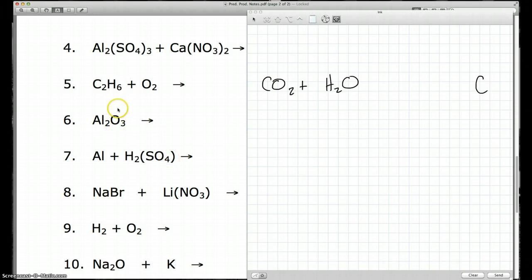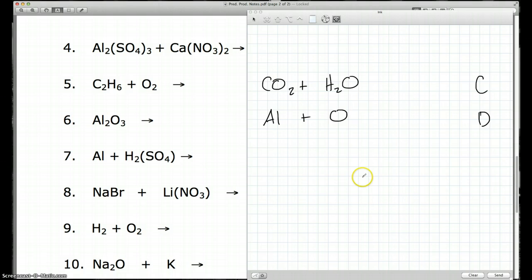The next one here, if I look at number 6, the only thing I have here is a compound. There's nobody else here. So think of it as a couple dancing. If nobody else is there, either they can dance together or they can split up. And that's what they do. This is a decomposition. So we have a compound here. Nobody else is in the picture. And what they're going to do is they're going to break up. And it's going to be aluminum and oxygen.